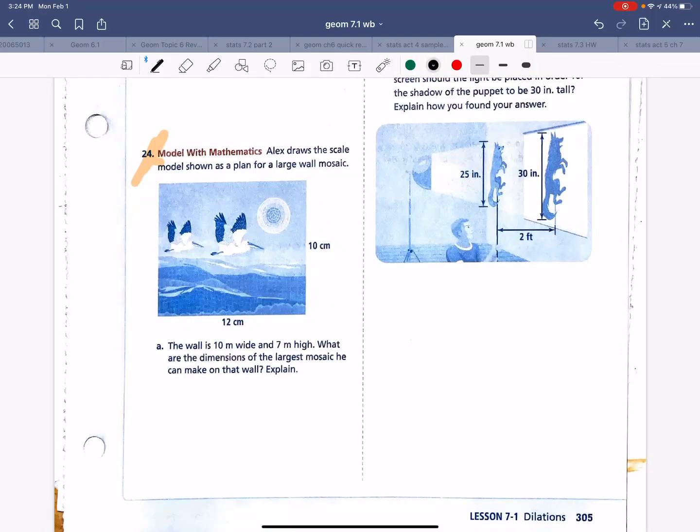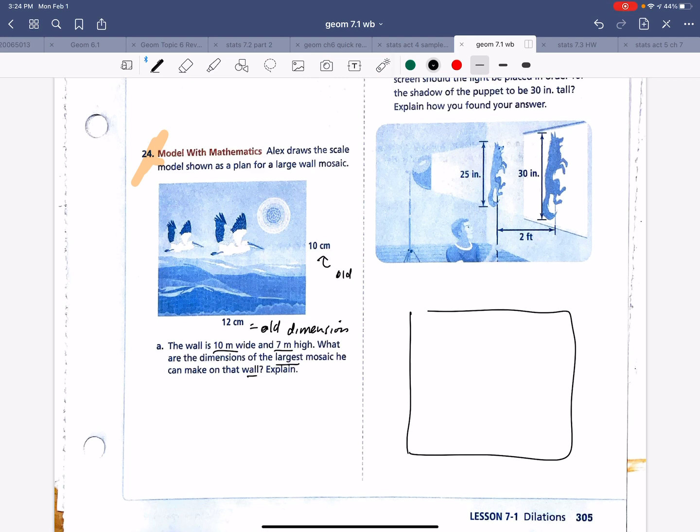All right. Question 24. Model with mathematics. Alex draws a scale modeling as a plan for a large mosaic. The wall is 10 meters by 7 meters high. What is the dimension of the largest mosaic he can make on the wall? Okay. So these are the old dimensions, right? And this is my model of my new dimension.